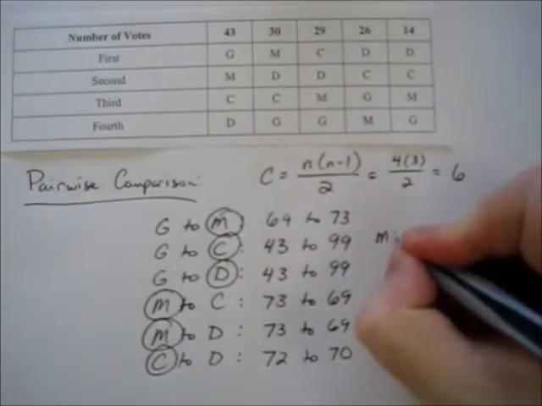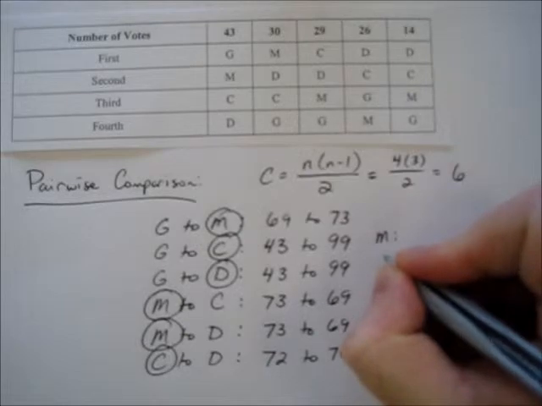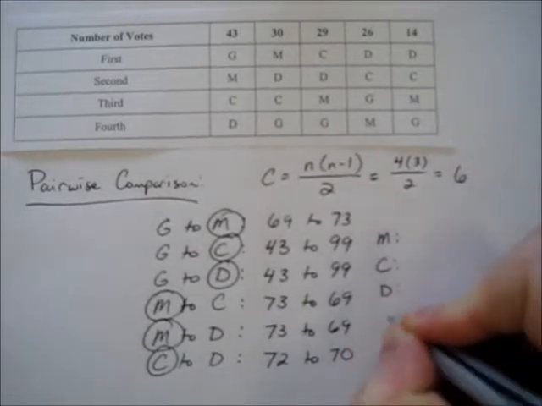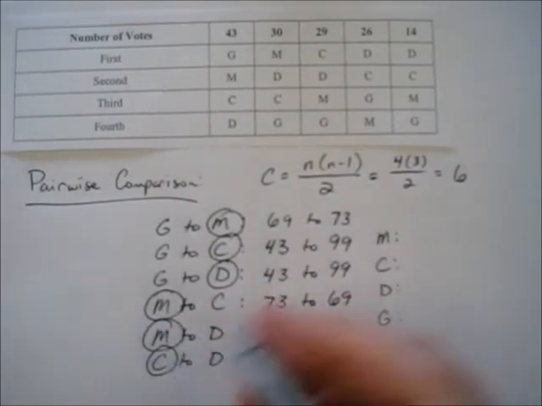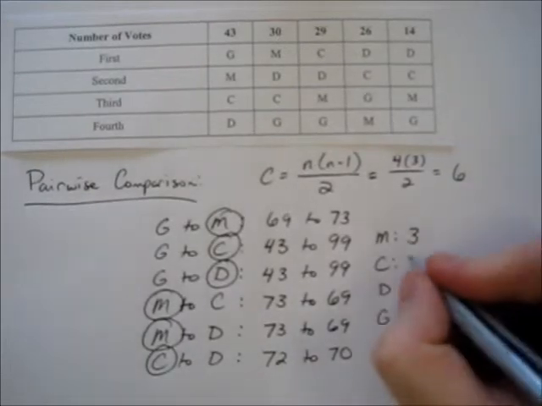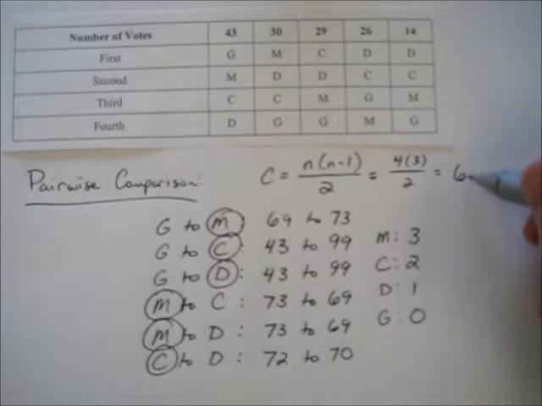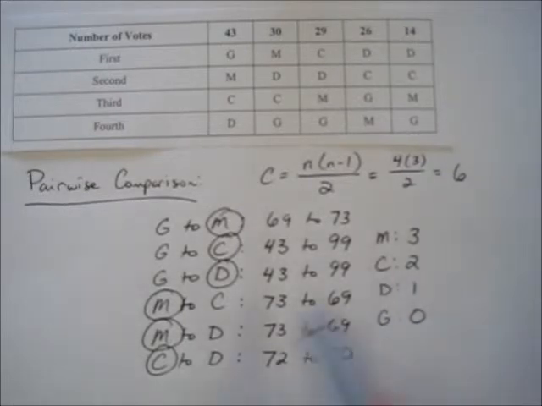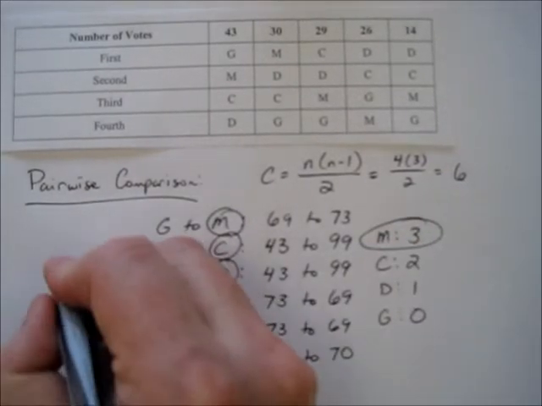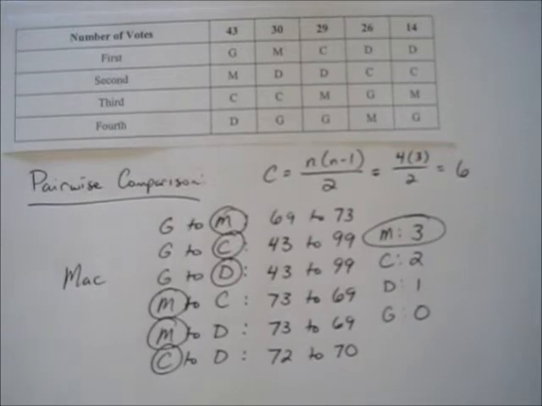So if we look at how many comparisons each won: M 1, 2, 3, C 1, 2, D 1, and G 0. And if you add these numbers up, you get 6, which is what your point totals will have to add up to in pairwise comparison. They have to add up to the number of comparisons. So most points wins, which means M or Mac wins the election.